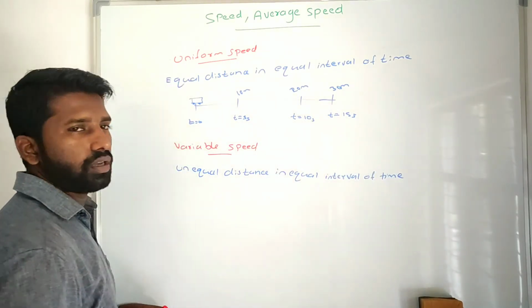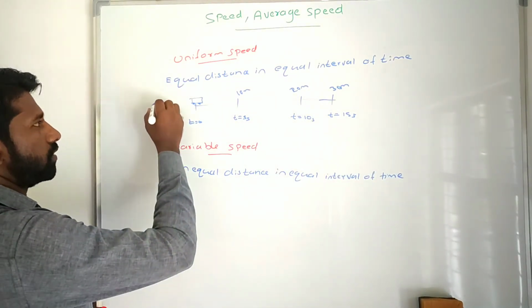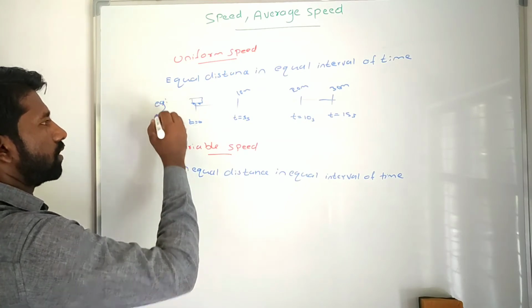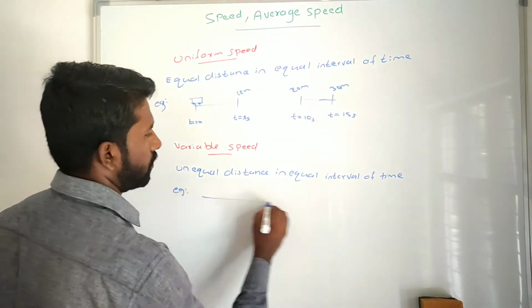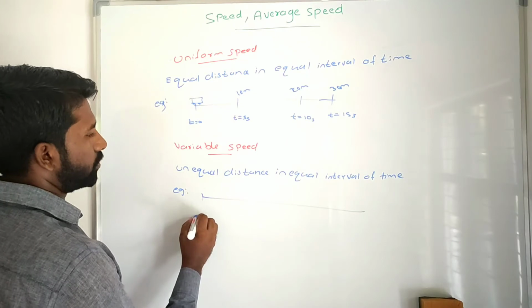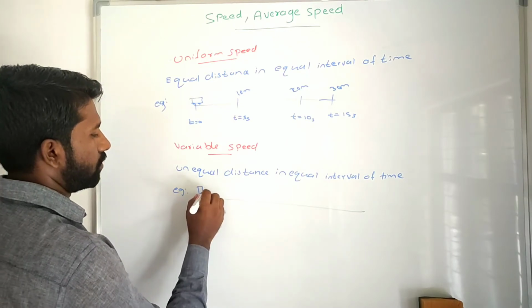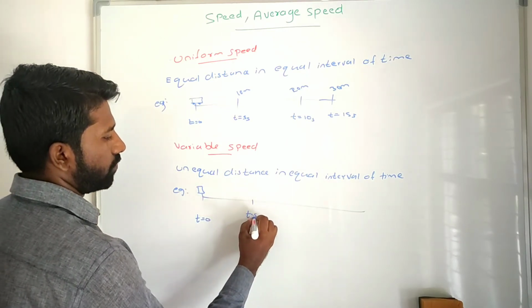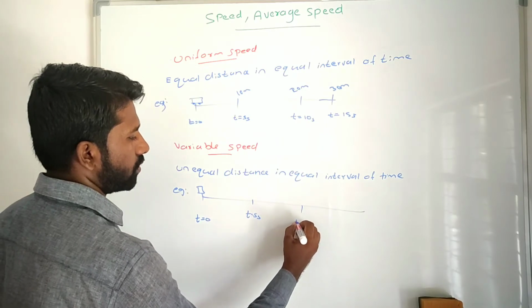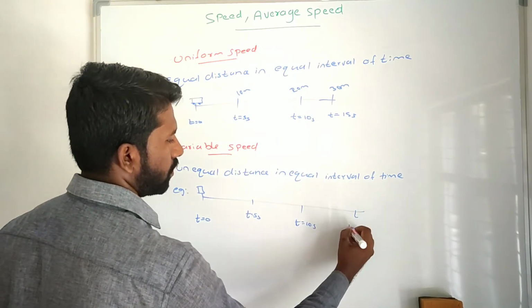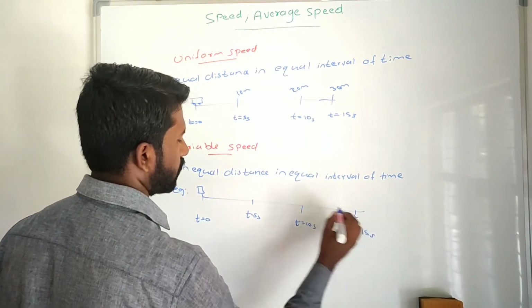Unequal distance in equal interval of time. An example for that, we will see an example. Here the object travels 5 seconds. Next time is 10 seconds. Next time is 15 seconds.